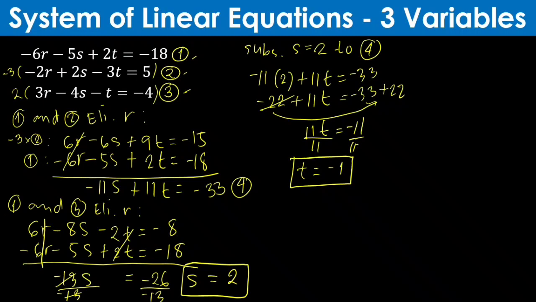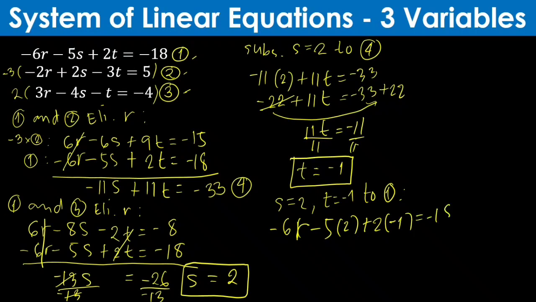Alright, we're now left with only one variable, which is r. We can solve our r using any of the equation 1, 2, or 3. So I will choose equation 1 and substitute my s equals 2 and t equals negative 1 to equation 1. Okay, we now have negative 6 times our r. This is the one we need to solve. Minus 5 times s is 2. Then plus 2 times our t is negative 1 equals negative 18.